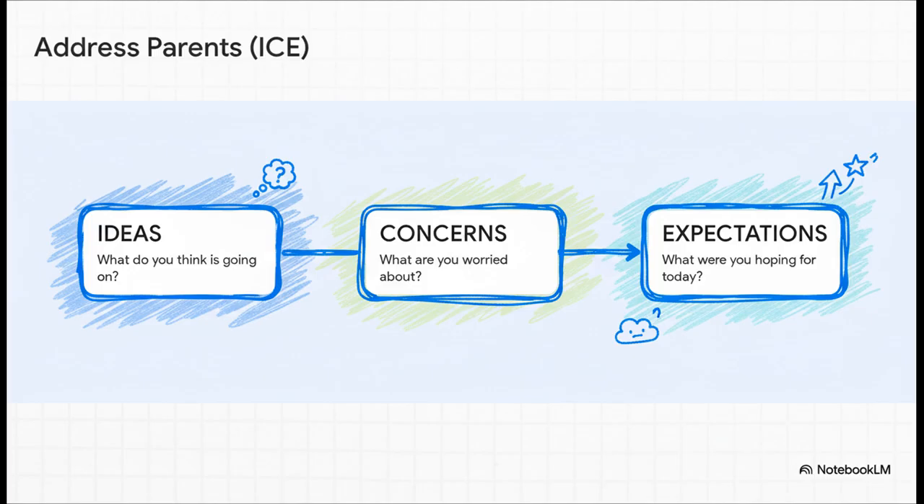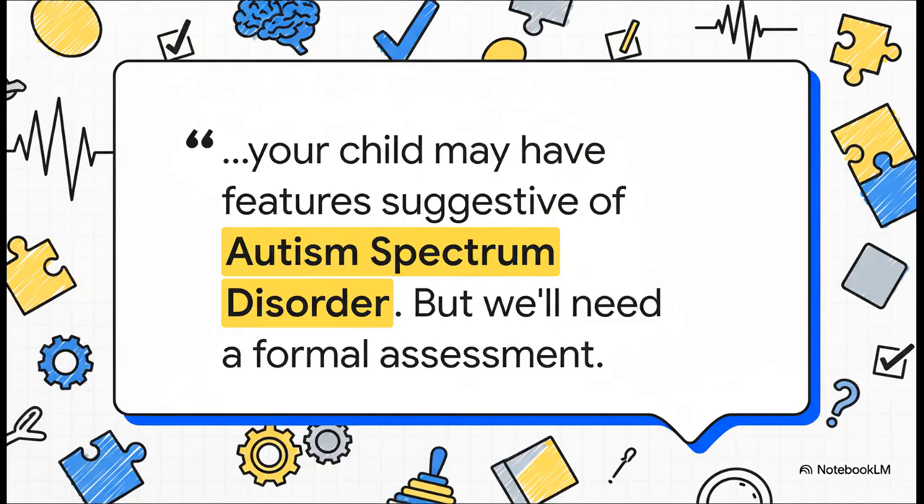It shows you're putting the parents at the center of the conversation, you're finding out what they're actually worried about, what they're hoping for, so your explanation will actually land. Now, when you do share what you're thinking, listen to how careful this language is. You're using phrases like "features suggestive of," and then you immediately follow up by saying a formal assessment is needed. This is key. You're giving a provisional diagnosis. Your job in this GP setting isn't to slap on a label, it's to spot the signs and get the ball rolling for a specialist.